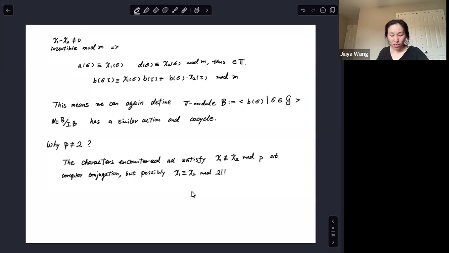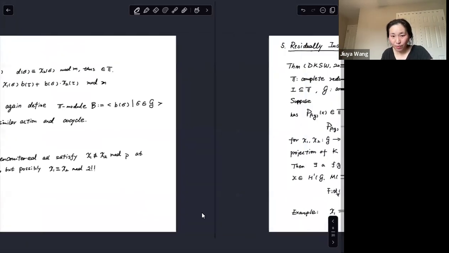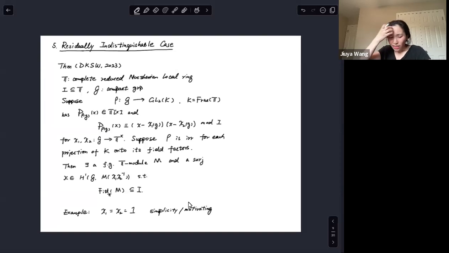And to conclude, the reason that we need p not equal to 2 is that the characters we need to deal with must satisfy non-congruence mod p at complex conjugation. But this is not the case at p equals 2. So we need some new idea at p equals 2. And this is what we call the residually indistinguishable case.